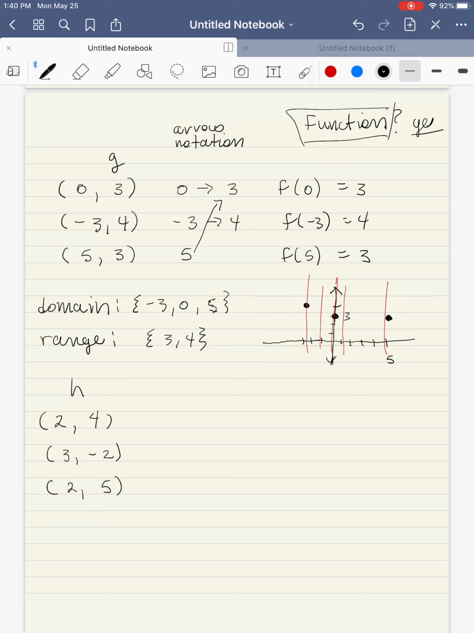So each time, if I say, what does 0 map to? It maps to 3, one number. What does -3 map to? 4, one number. What does 5 map to? 3, one number. So it's okay if my y repeats. This is still a function.